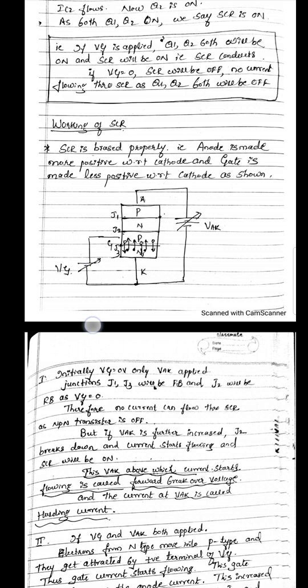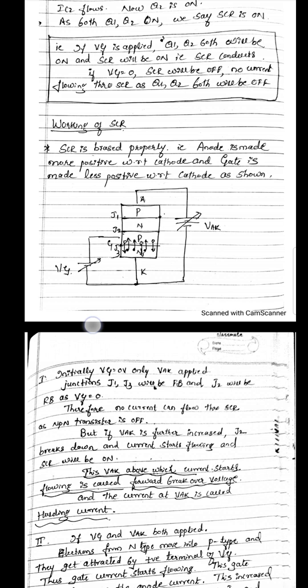A very small amount of VG we will apply, and a very small amount of VAK also we'll apply. When we apply this, what happens is the electrons from this N layer move into the P type and get attracted from this positive terminal, because these are electrons getting attracted from the positive terminal. So there is a flow of current in this part, that is current IG, the current through the gate terminal, is flowing now.